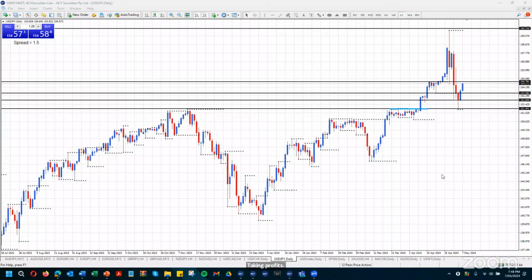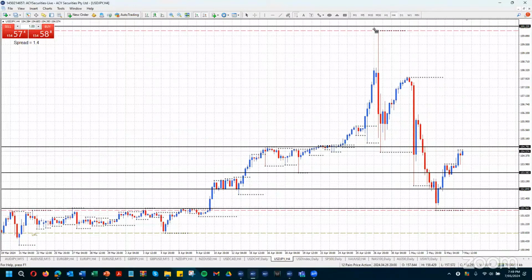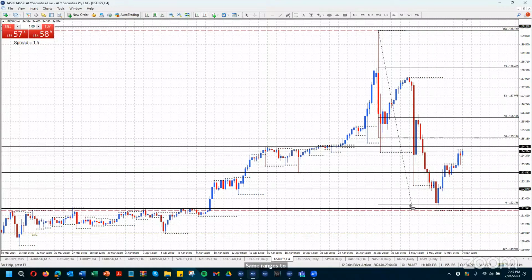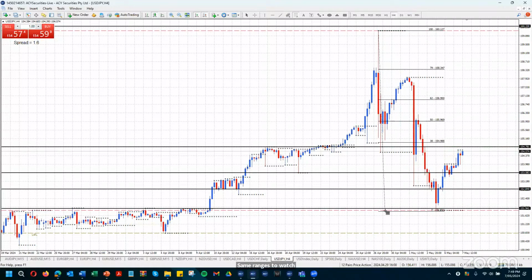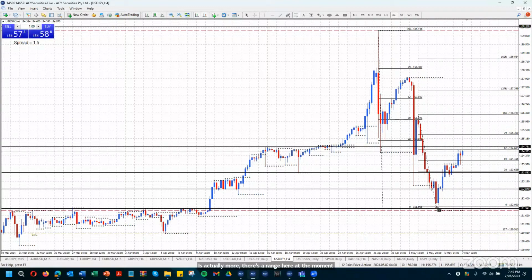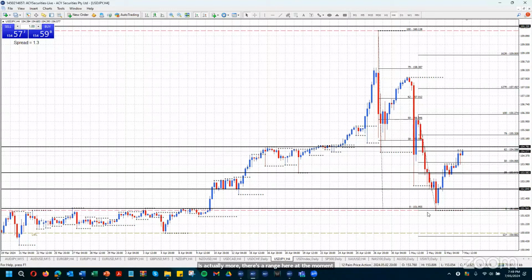And so the first hurdle is this 154.78 level at the moment. Same ranges to watch. There's actually more. There's a range here at the moment we're in. We're at the 62 level. So if we start to not want to move above 154.78, we could most definitely stop there this week.